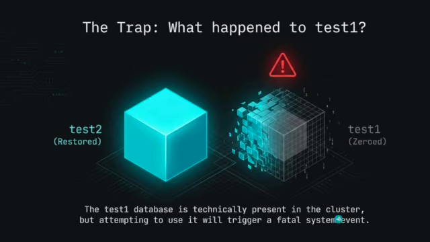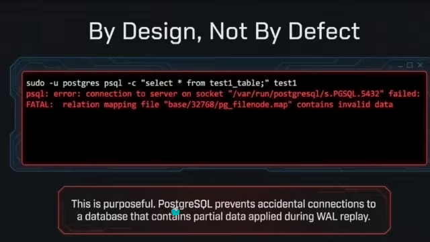Technically the cluster has test1, but when you try to connect to this database, because it contains zeroed files, you will get an error. You will get this kind of error. You can see it is invalid data because the relation map does not exist. This was purposeful, because sometimes a user may try to connect and perform activity. To avoid that, we get this kind of error message.